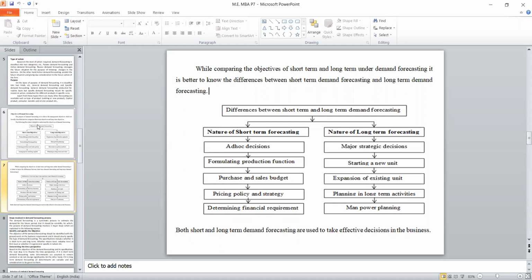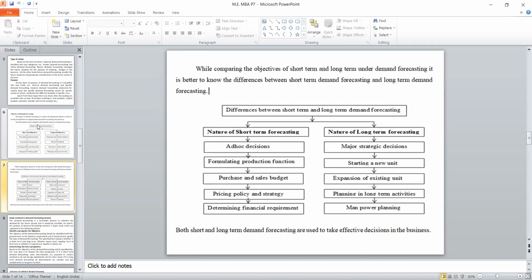But one thing we should keep in mind, both short-term and long-term forecasting are used to take an effective decision in business. Sometimes, suppose it's a very big company, like Ashok Leyland or BHEL, Bharat Heavy Electricals. So this is a public sector. There, the short-term forecasting will not happen. Even though it is termed as short-term forecasting, the forecasting of demand is only for the long term.